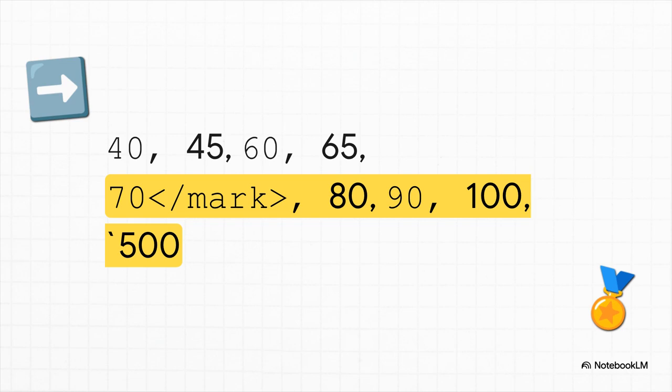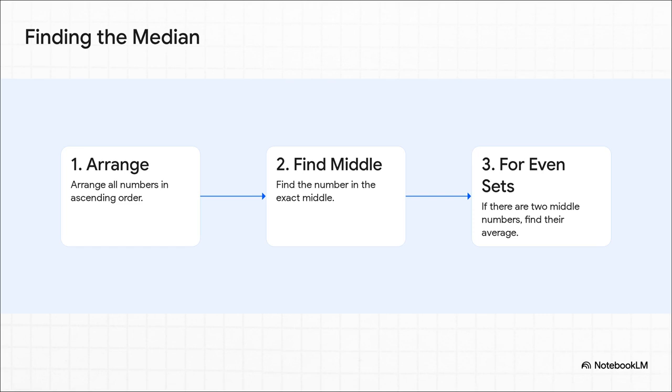So let's go back to our hotel prices. The most important first step to finding the median has already been done for us. All the numbers are perfectly lined up in order, from the smallest to the largest. The whole process is about order. First, you'll line them all up. Then you just point to the one that's sitting smack dab in the center.